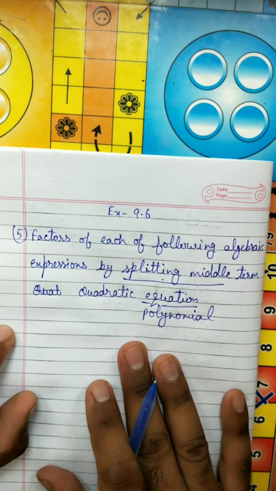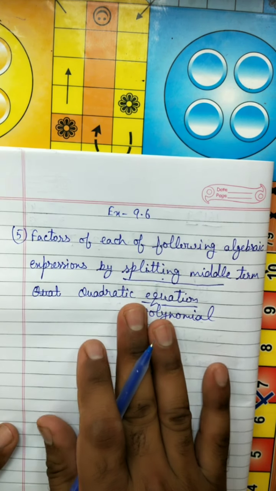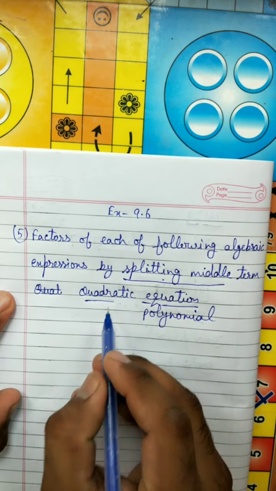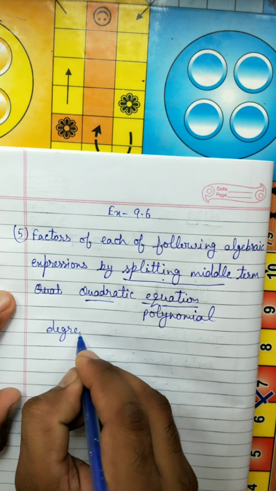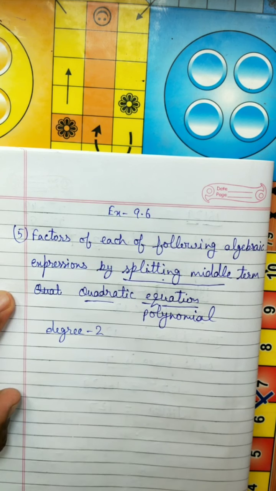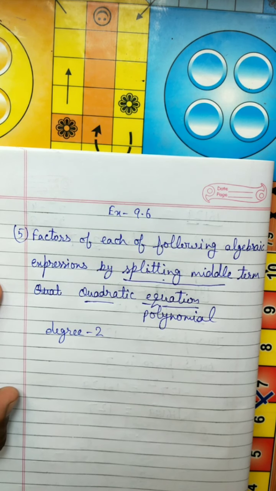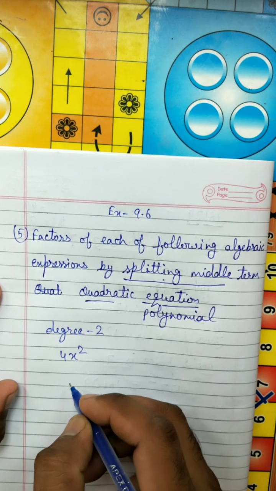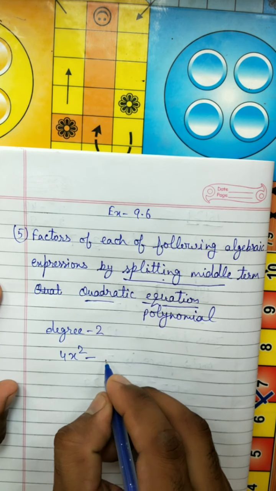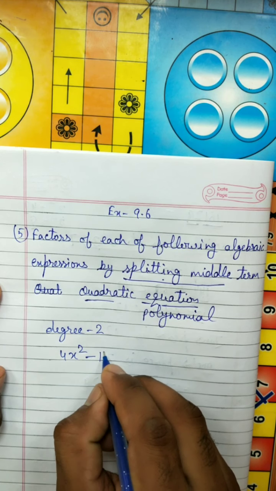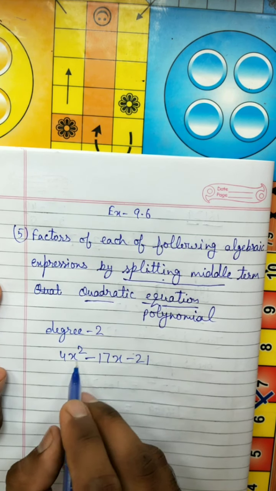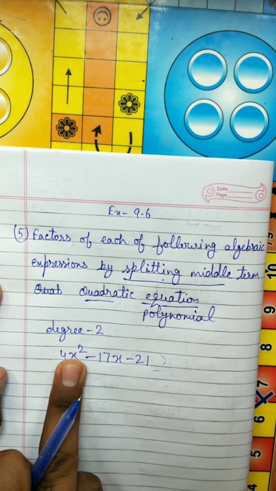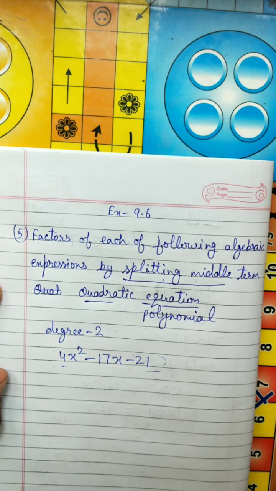This is one of the important topics, and we have learned this in 8th class, and now also we are doing this. Here quadratic equation means degree is 2, or you can say the highest power of the variable will be 2 only. So I'm taking the first example, that is 4x square minus 17x minus 21. It is a quadratic polynomial because the highest power of the variable is 2 here, and there will be 3 terms only here.